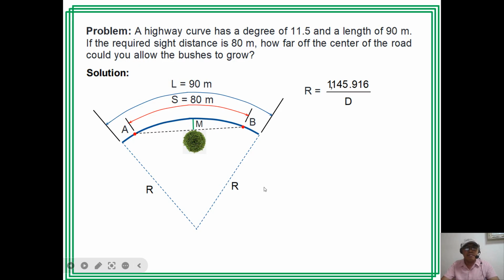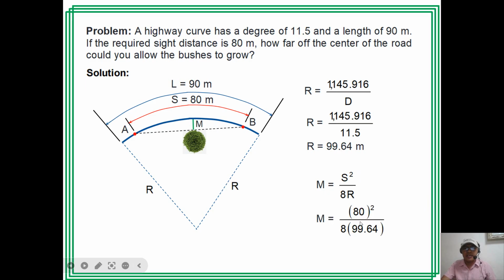So, the formula for M. In our figure here, we do not know R. From the arc basis, R is 1145.916 over D. So for a degree of curve of 11.5, R is 99.64. Then we can use our formula for M equal to S squared over 8R. So S is 80, then R, as computed, is 99.64. So M here is equal to 8.03 meters.